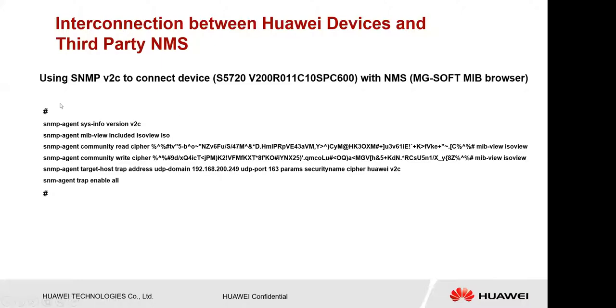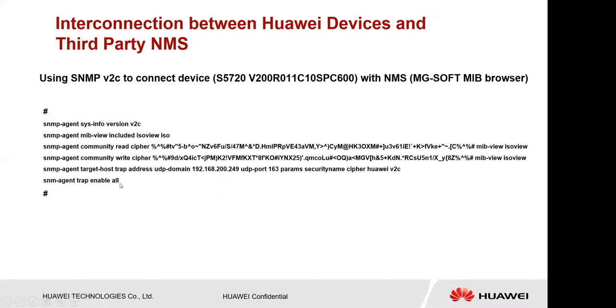For the configuration of SNMP, first of all, the mandatory one is the version, V2C. You can use the command snmp-agent sys-info version. After that, you need to specify the MIB view. Then you need to configure the community read and write. The second last one is the target host for trap, where the trap will be sent to the NMS. And the last one is snmp-agent trap enable.